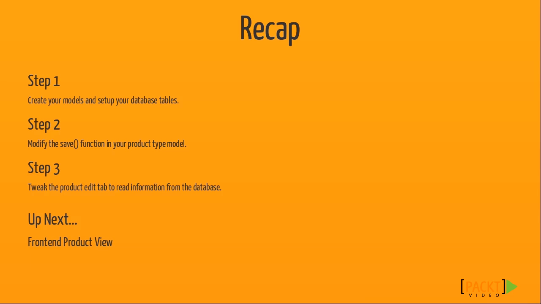So let's recap. In order to save our information to the database, we first have to create the necessary models and then set up our database tables in an upgrade script. Next, we modified the save function in our product type model. This is the function that Magento runs anytime the form is submitted. The last thing we did was tweak the product edit tab so that it read information from the database. Coming up next, I'm going to tie this all together and show you how you can render the product information in the front end. So stay tuned.